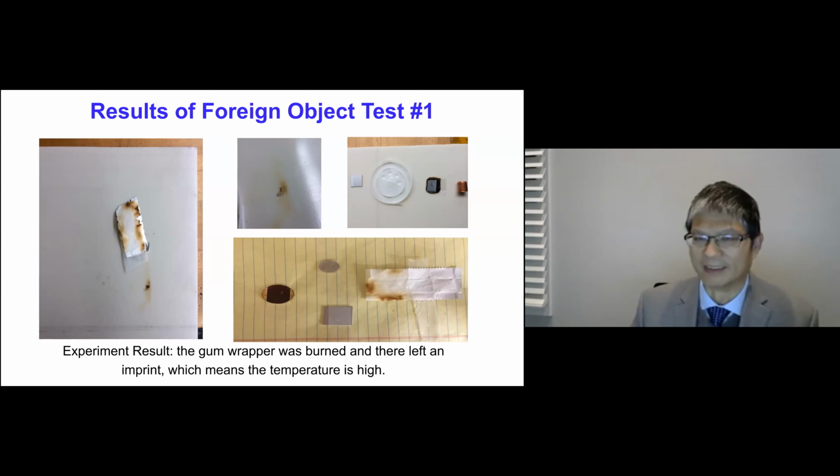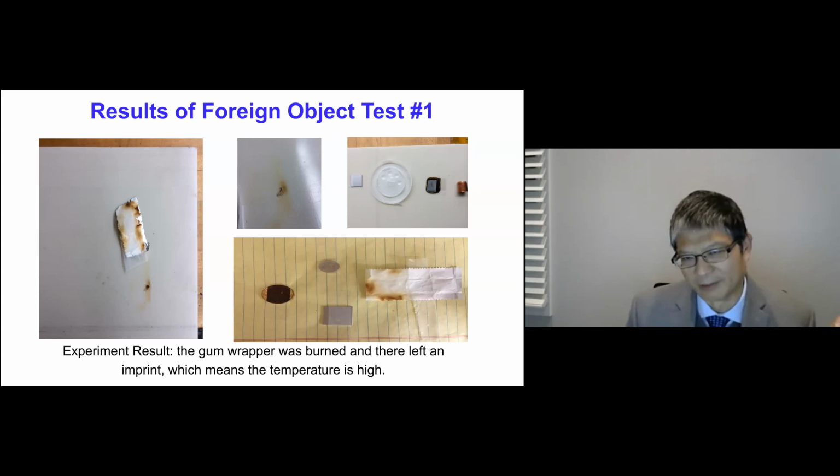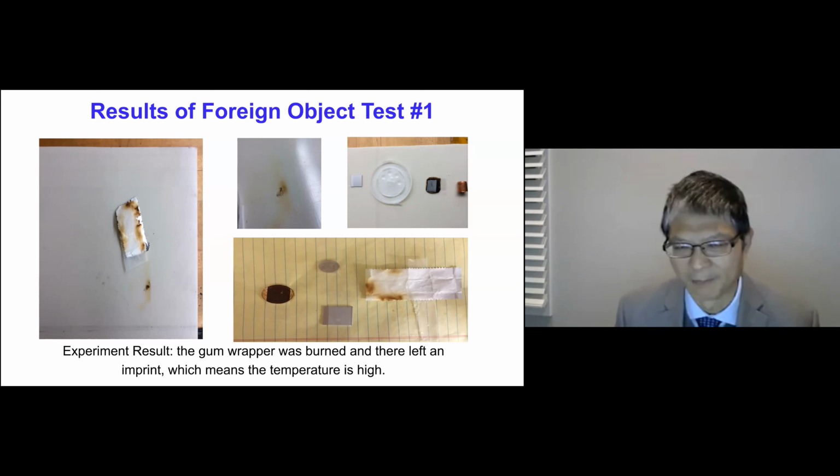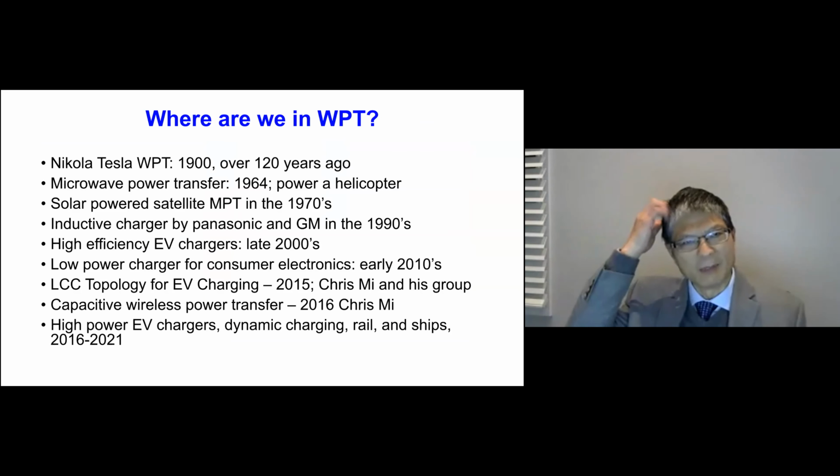Therefore, this is one of the reasons that wireless power charging still has not been very popular for high power applications such as electric vehicle charging: because of safety concerns. So we have to develop foreign object detection methods and methodology to be able to detect objects before we have these systems widely commercialized. So where are we in WPT?